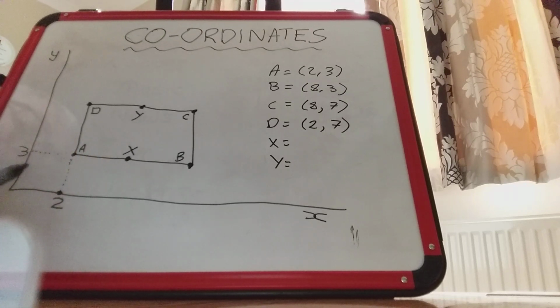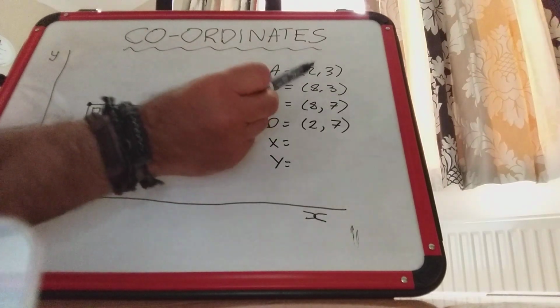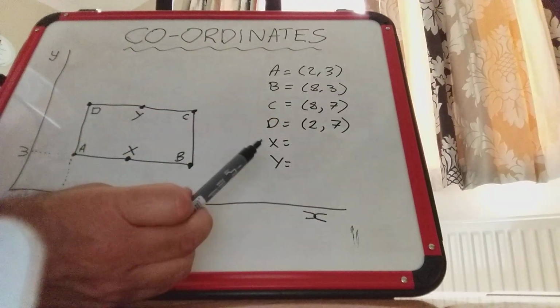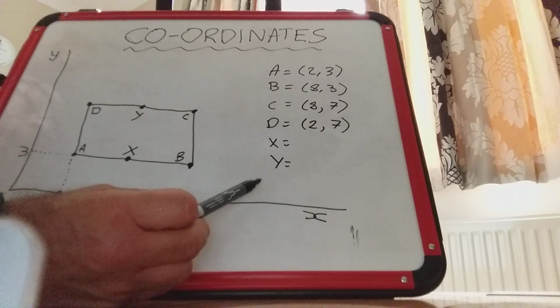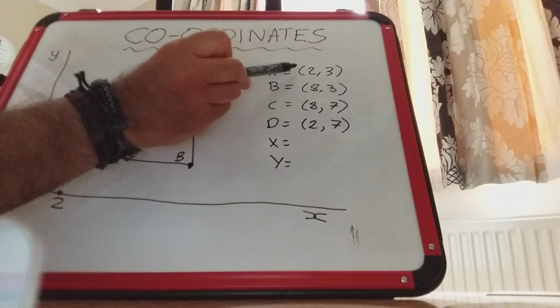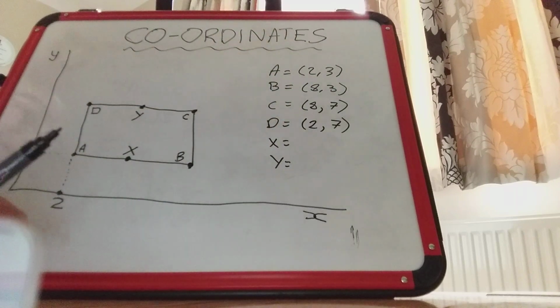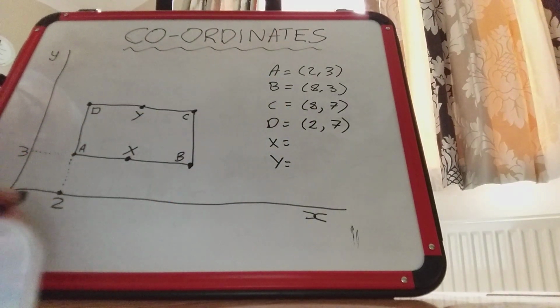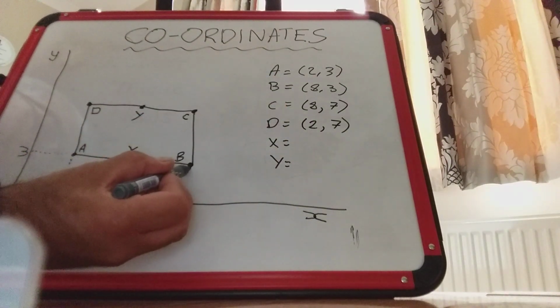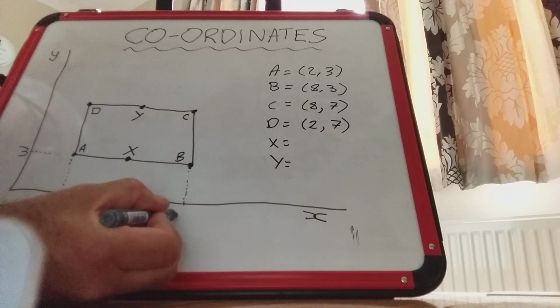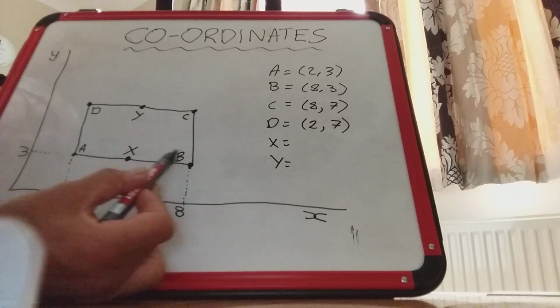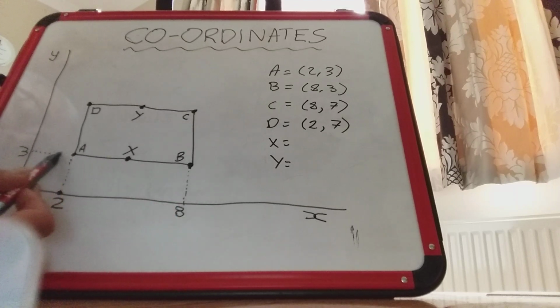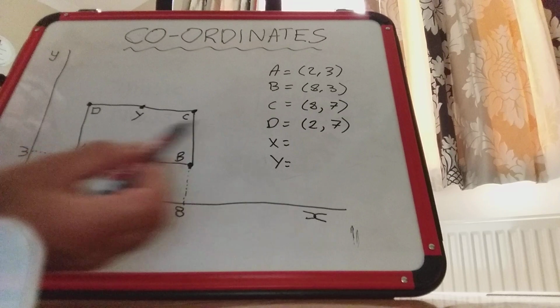Okay, so A is at 2, 3. What you also notice is that you have a comma between them so that it doesn't look like 23, and you have brackets so that it just tidies them up. Okay, so let's put the other dotted lines on. B is at 8, 3. That means that we go, remember, along first then up. So it's 8 along. And then B, because it's a rectangle, is at the same height as A, so therefore it's at 3.